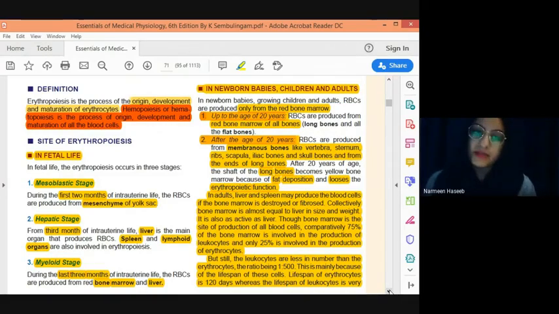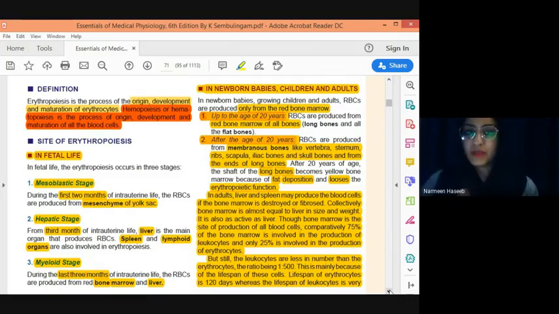Then is the hepatic stage, which starts from the third month of intrauterine life. The liver is the main organ that produces RBCs. The spleen and lymphoid organs are also involved in erythropoiesis. Then comes the myeloid stage, the third stage, which starts during the last 3 months of intrauterine life. The RBCs are produced from the red bone marrow and liver.